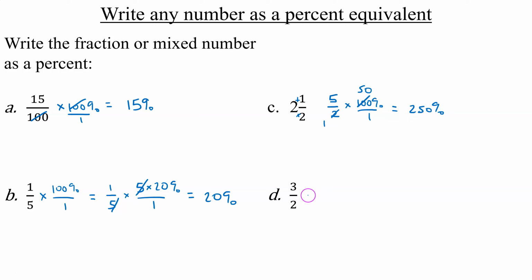Here we already have an improper fraction, so we can multiply by 100. We get 300 over 2. Which simplifies to 150%.